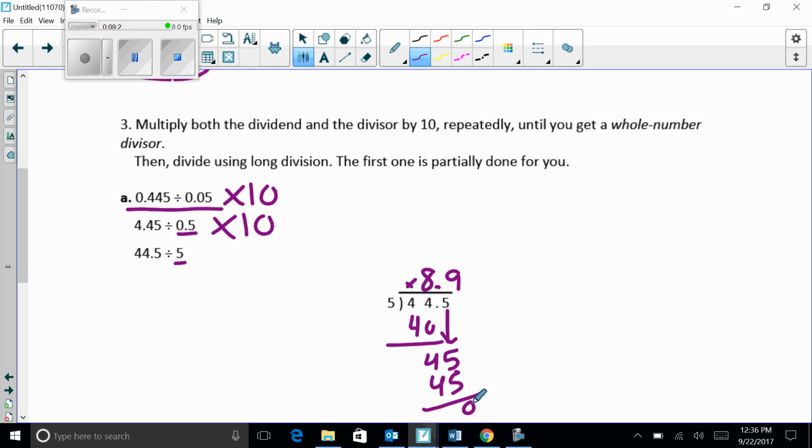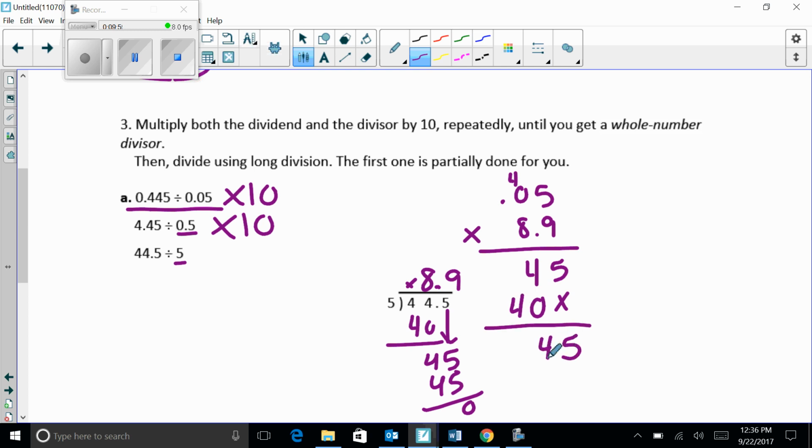So if we want to double check it and make sure that it is in fact going to get us the answer, we can take our original divisor, so 0.05, I'm going to multiply it by my 8.9. Remember, you do not have to line up your decimals. 9 times 5 is 45. 0 plus 4 is 4, placeholder. 8 times 5 is 40. Carry the 4, 0, and 4. So I have 5, 4, 4. I have 2 decimal places in this number, 1 decimal place for a total of 3. So I move 1, 2, 3.